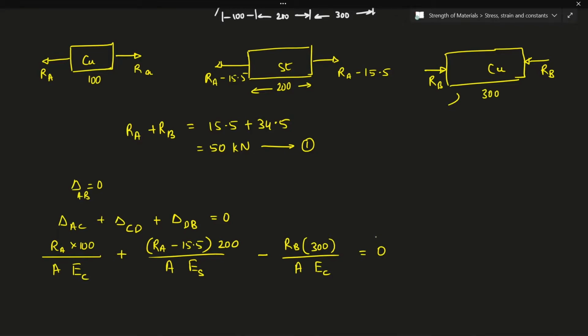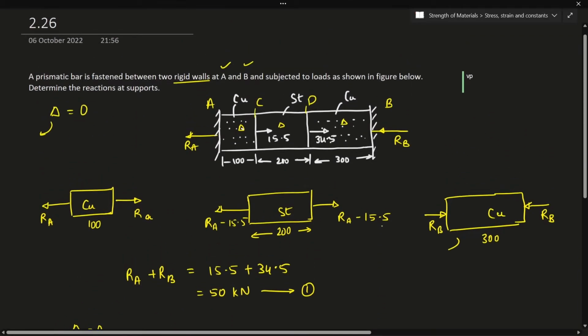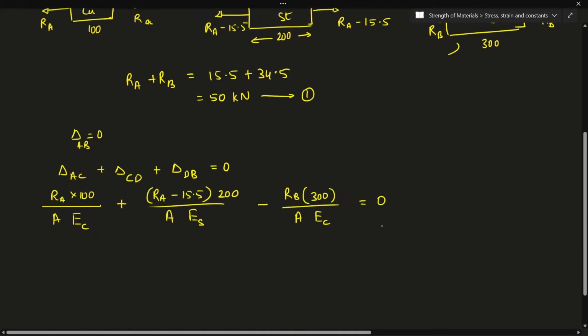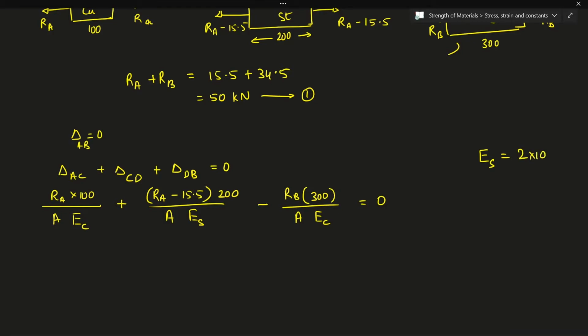They've also given that I'll know the value of ES as 2 into 10 to the power of 5, and I also know the value of EC, that is 1.2 into 10 to the power of 5. So instead of using this, I'll just assume that ES by EC will be equal to 2. I'm making this assumption. If you want, you can go with the known values, or you can simply take it as 2.